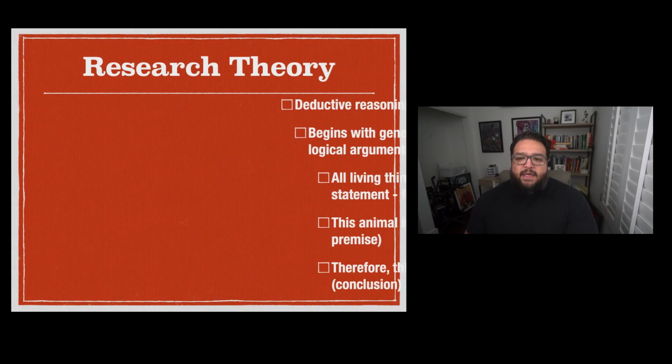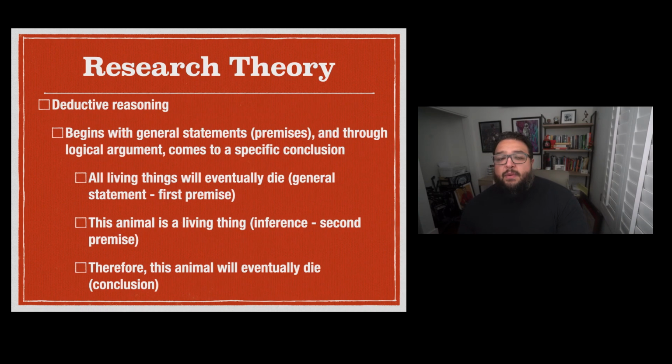Deductive reasoning is a little bit different, right? You begin with a general statement or a premise, and through logical argument, come to a very specific conclusion. So all living things will eventually die. That's a general statement, and that's your first premise. From there, you say this animal is a living thing. That's your inference, and that's your second premise. And then from there, you go, therefore, this animal will eventually die, and that's your conclusion. Right, so you can see there are differences between those two types of reasoning.